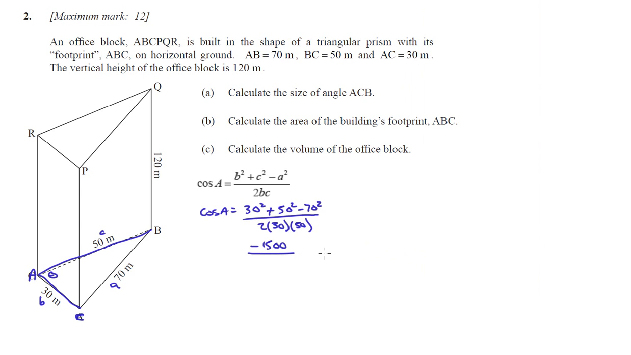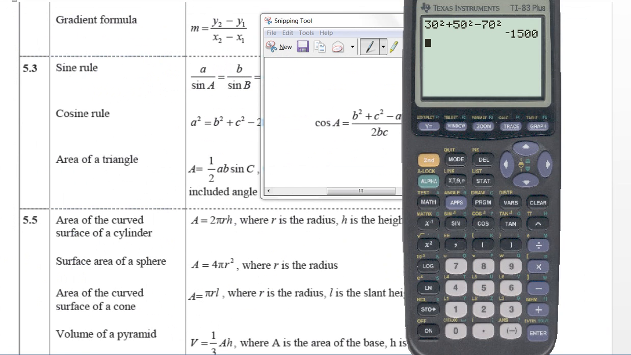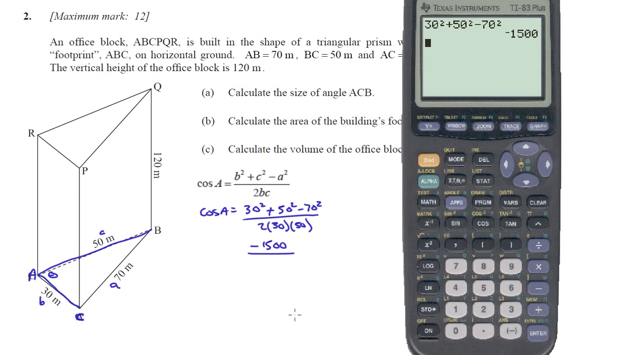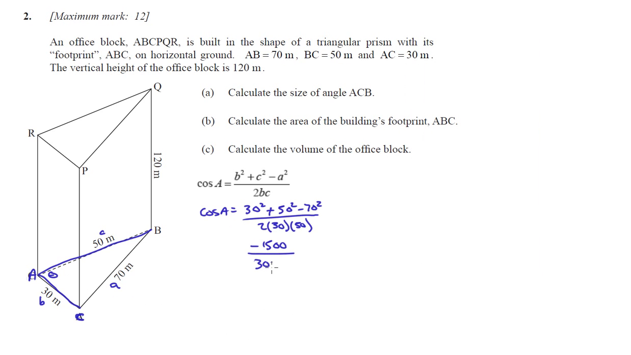And people get nervous when they see negatives in there. That's okay, especially when we're talking about cosine. Remember, whenever your cosine angle is negative, that just means the angle is more than 90 degrees, and that's more than possible. So find the bottom, which is 2 times 30 times 50, and that gives us 3,000.